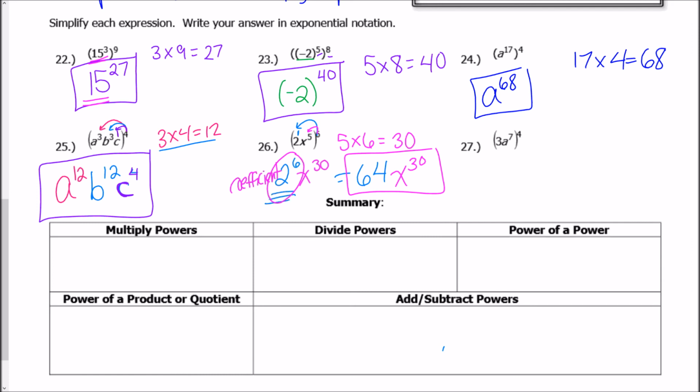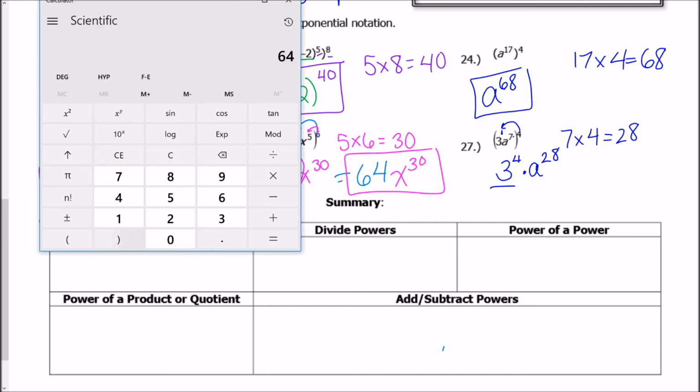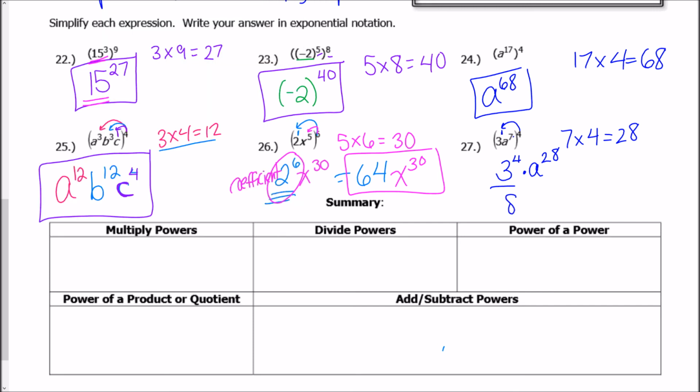All right, number 27, last one of these. 3 to the power of 1 to the power of 4 becomes 3 to the power of 4. And then a to the power of 7 to the power of 4. I do 7 times 4 and I get 28. So I get a to the power of 28. To figure this out, I'm going to do 3 times 3 times 3 times 3. And I get 81. So I get 81a to the power of 28. And that's my answer here.